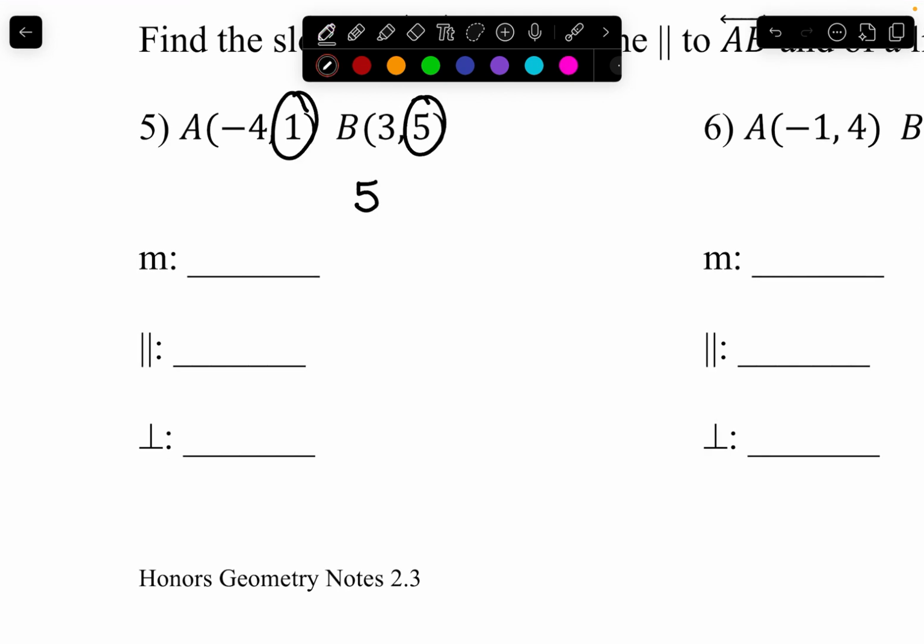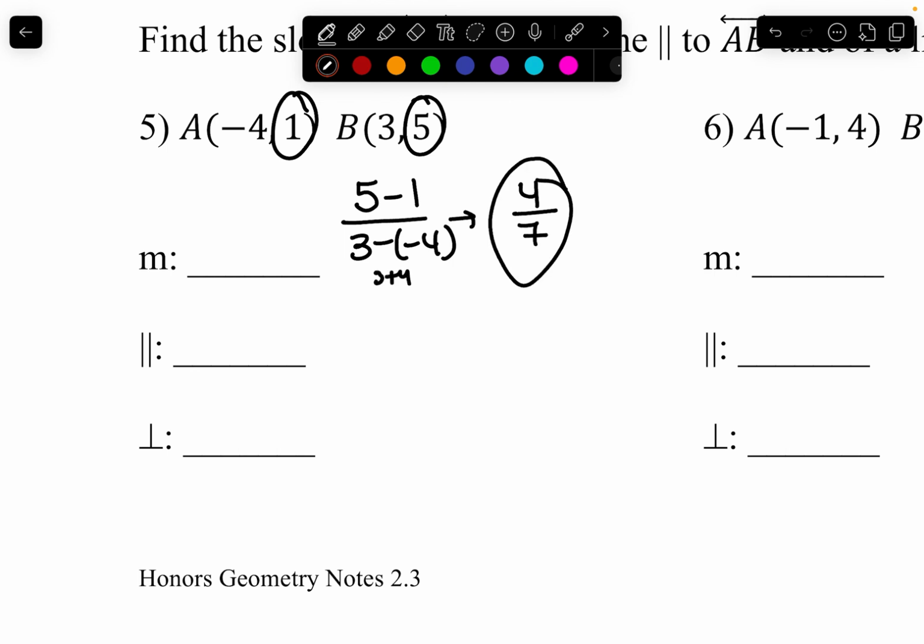So we are going to do 5 minus 1 over 3 minus -4. This will get me 4 over, this becomes 3 plus 4. So this will be 4/7. So my slope is 4/7, which means my parallel slope will also be 4/7, which means my perpendicular slope will be a -7/4.